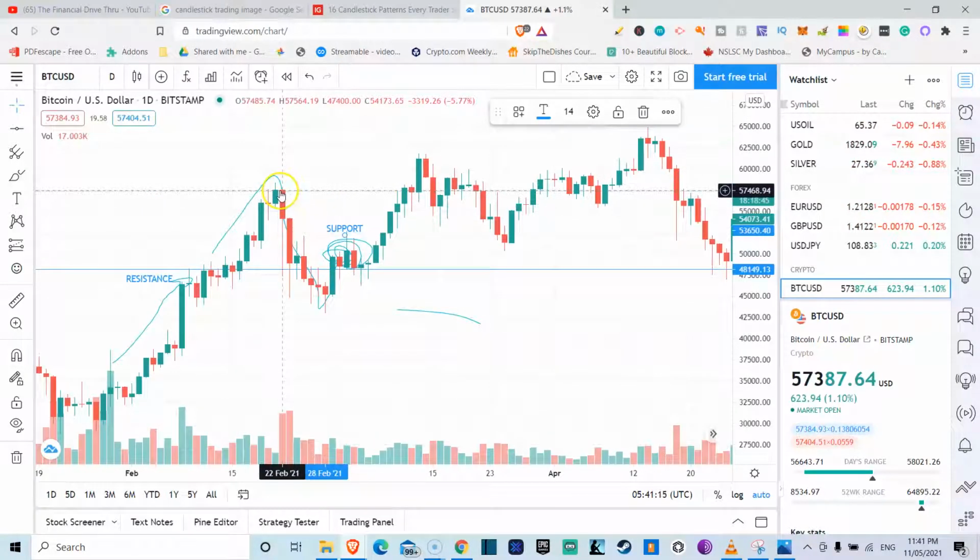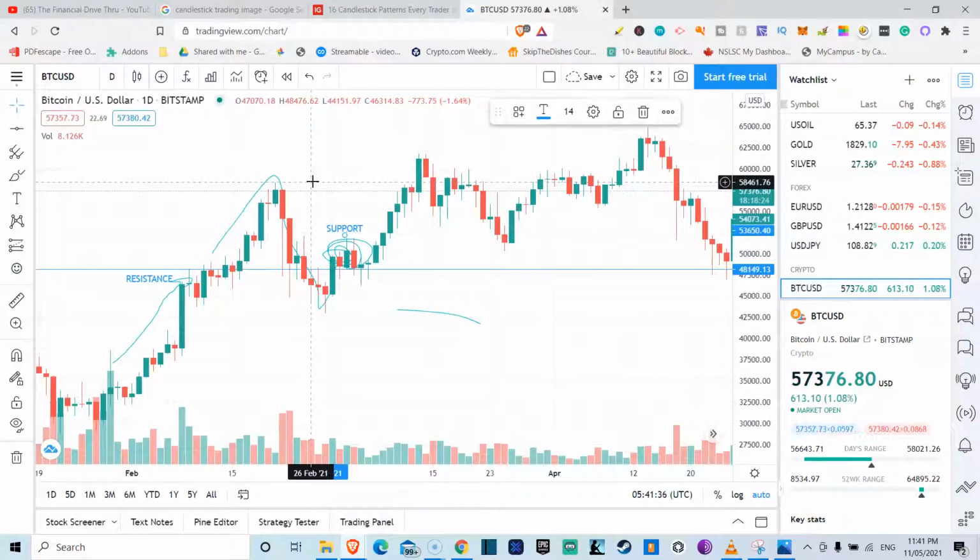Now, if you look at the top of this upward move, and then you look right, you can see that there's a lot of action. Price just kept on bouncing around this area for some reason. You could easily call that your next resistance line. Now you want to establish a few touch points again.